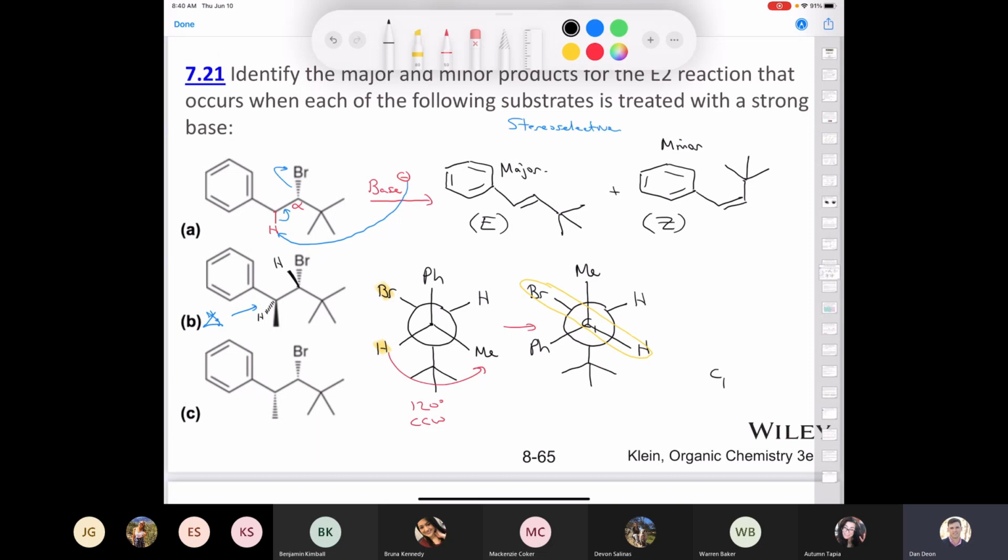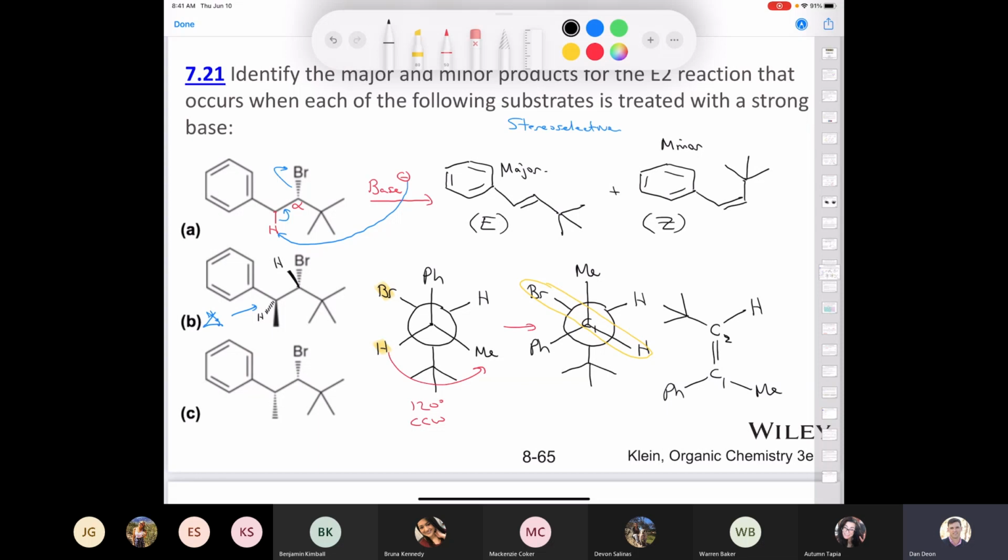So let's draw C1. We'll draw a double bond up to C2. That's C2, okay? So let's see. On C1, we've got a phenyl on this side. We've got a methyl over here. And on C2, we've got a tert-butyl group up here. And we've got a hydrogen over here, like that. And there you have it. So the phenyl and the tert-butyl are on the same side, and the hydrogen and the methyl are on the same side.